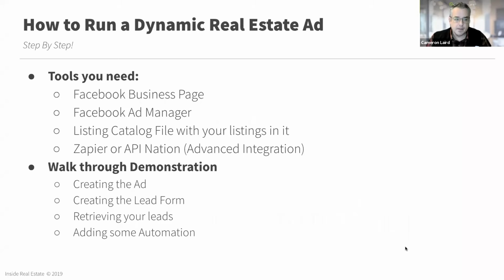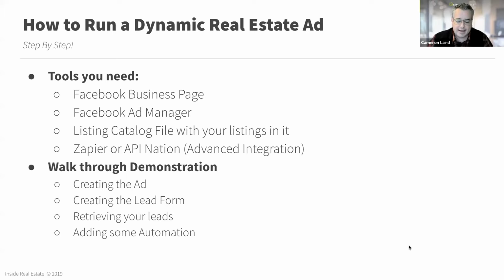Okay. So what do we need to run a dynamic real estate ad? I'm going to show you two methods of doing this. The first one is I'm going to show you step by step how to go and create these for yourself on Facebook. You're going to need a couple of things. First and foremost, a Facebook business page that you can use to link your advertisement to. You're going to have to use Facebook Ad Manager. And if you've never done that before, it's not a big deal. You just go to facebook.com/ads. There's a nice wizard that'll take you through how to set that up and get it going.